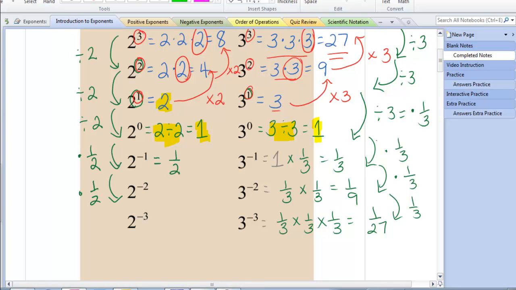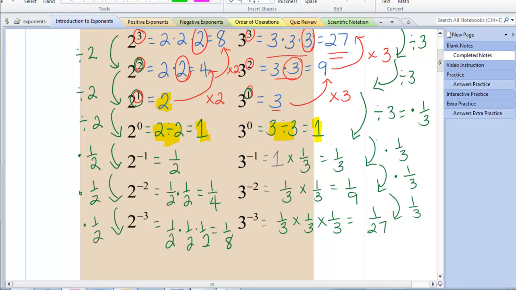2 to the negative second means we have 2 of the reciprocal of our base. So what are we multiplying? We're multiplying 1/2 times 1/2. And what does that equal? 1/4. 2 to the negative third means that we have the reciprocal of our base, which is 1/2, multiplied how many times? 3 times. And what does that equal? 2 times 2 is 4, 4 times 2 is 8, so that's 1/8.